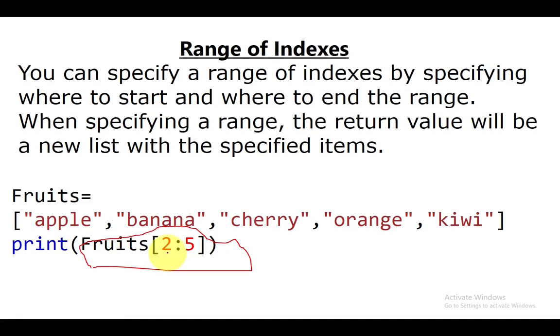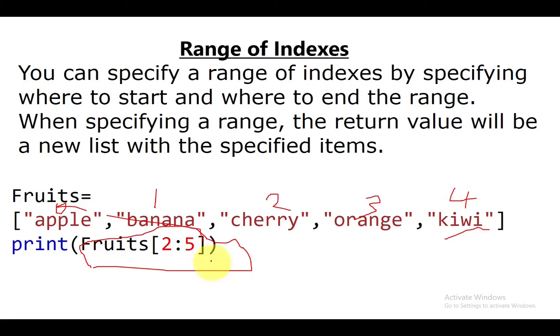So we have the index number here, 2, so we are going to retrieve cherry, orange, and kiwi. But take a look at this: why do we end at 5? Why does the index number end at 4? The reason why we increased it by 1 to 5 is that we also want to print out kiwi.